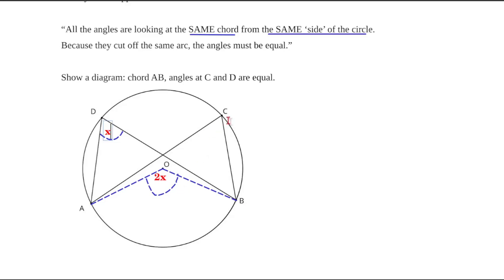Same applies to angle C. If this is the angle at the center being 2x, the angle at C should be x. Now this is x. And just like that, these two angles are equal. And then we have proved that the angles subtended by the same arc, in this case we don't see a chord here, it's the arc that is subtending these angles, so they are equal.